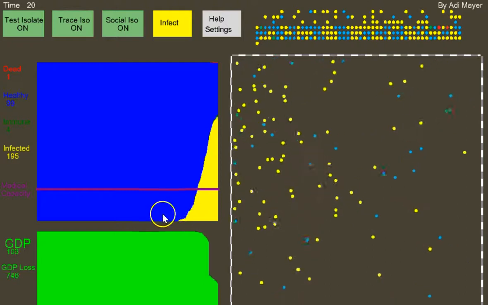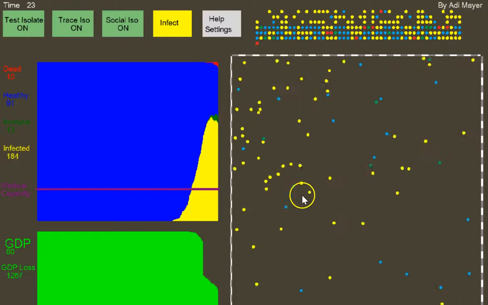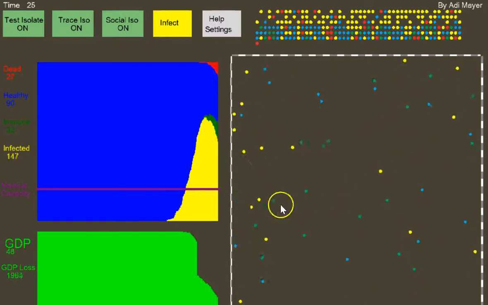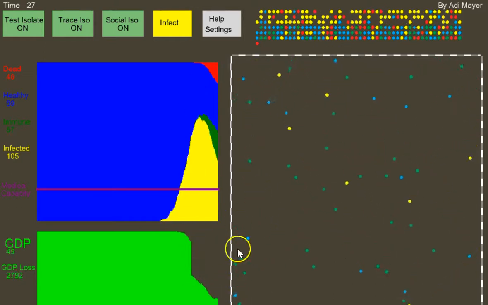And so we see here the number of infected people increases dramatically. Then people slowly turn green. That means they have recovered, or they are red, meaning they have died. Now, if people are isolated, they can't work, so my GDP drops.